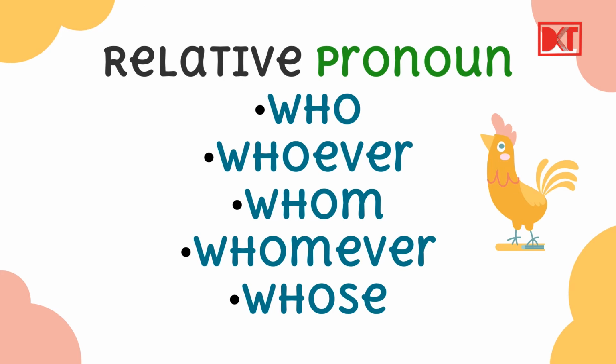Here we have relative pronouns. Now relative pronouns are sometimes used as conjunctions. So I've just given a slide for that, like who, whoever, whom, whomever, whose. So these are relative pronouns. We did them in pronouns. These can be used sometimes as conjunctions, which means these are relative pronouns, but they do the job of a conjunction as well sometimes. All right.